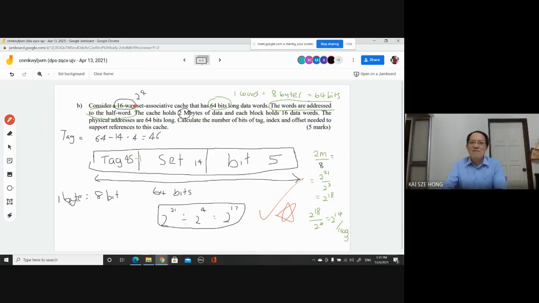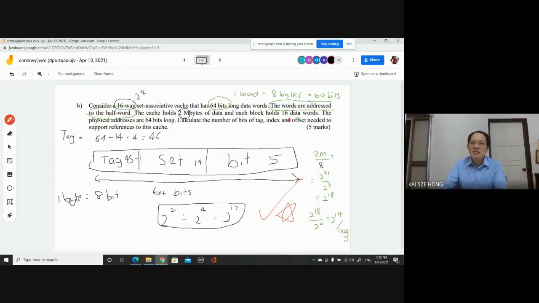So you have to read carefully everything. Think carefully. Then only you will be able to come up with the addressing format. Sometimes it's very tricky. You see, the words are addressed to the half word. Very, very difficult, right? They say one word is 8 bytes, but now only 4 bytes.